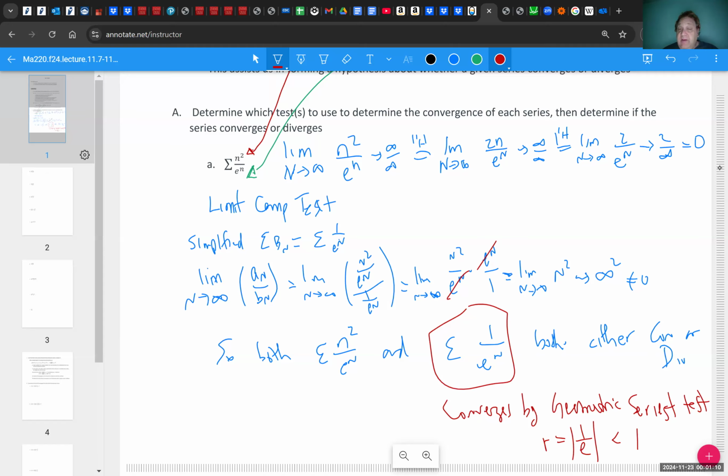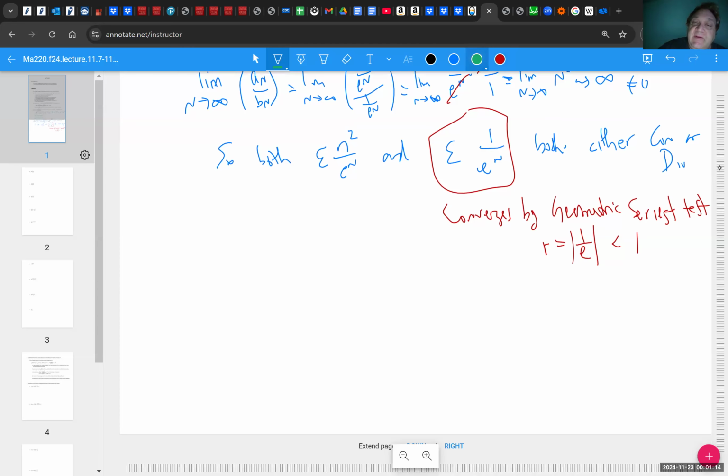So because this thing converges, thus the other one, the more complicated one, also converges by limit comparison.